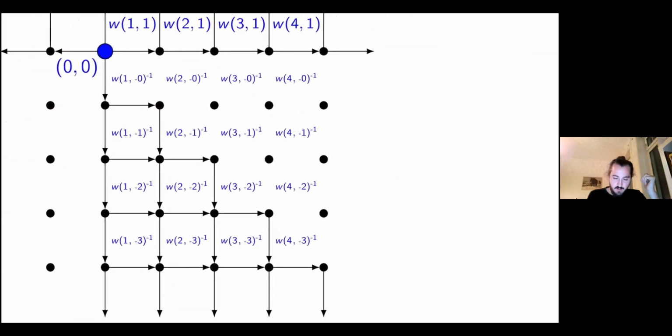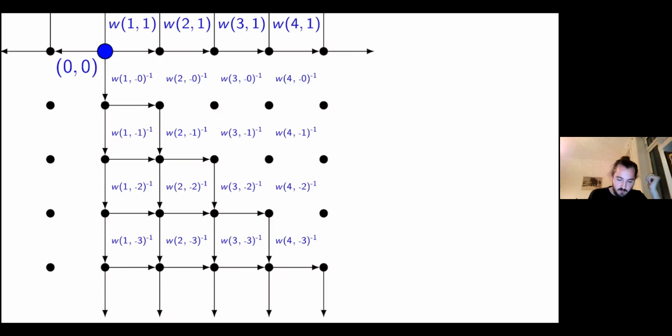Okay, so how do we find these values at first? Let's, for example, deal with this box here. This box gets weight w 2, -1. Where does it come from? We take the east-north corner of the box, which is at position 2, -1. And that's where it comes from. And here in this region, we always have to take the power to the -1.